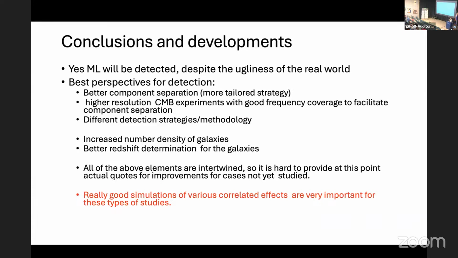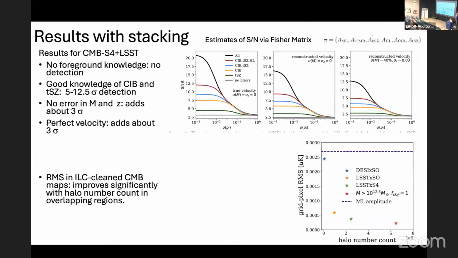And let me add, I think in polarization, we're really even behind in that respect. And then because we were asked to quote how much future surveys may help, here you get a sort of an idea.